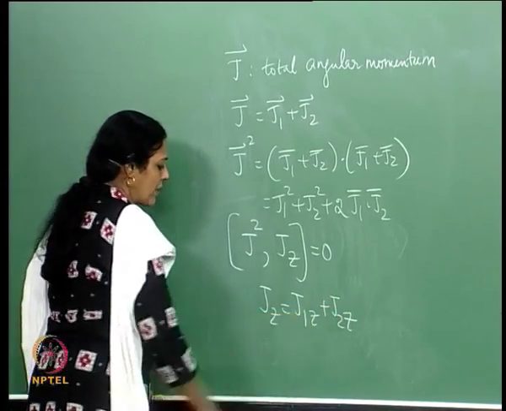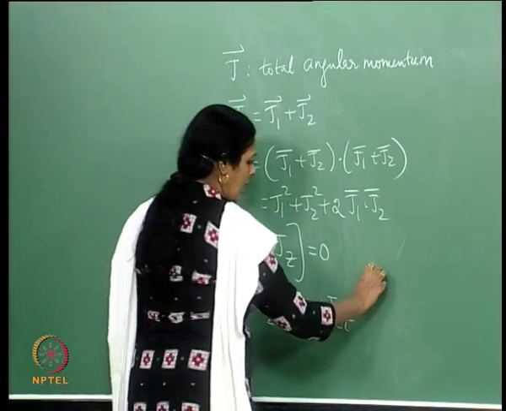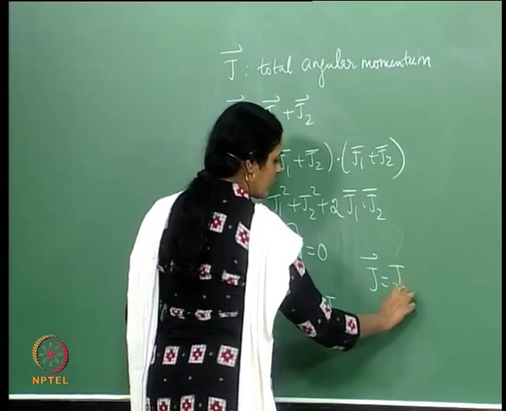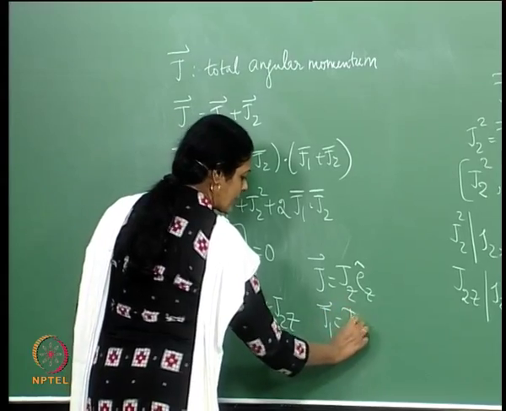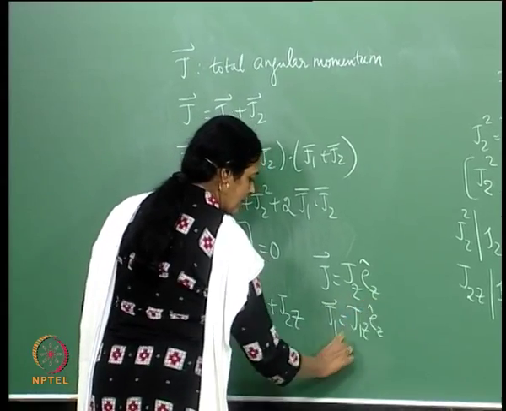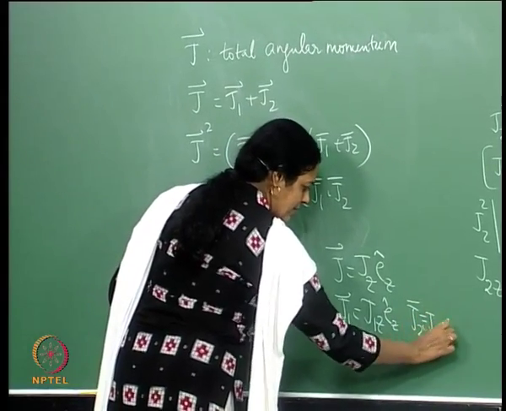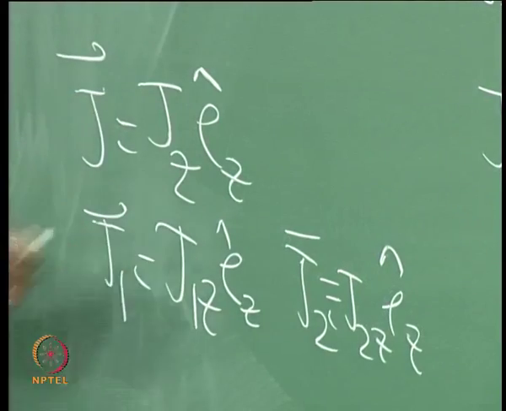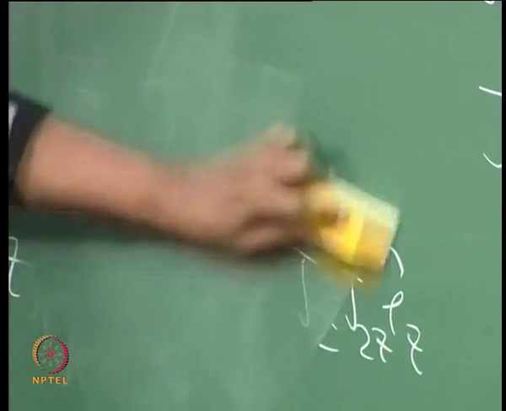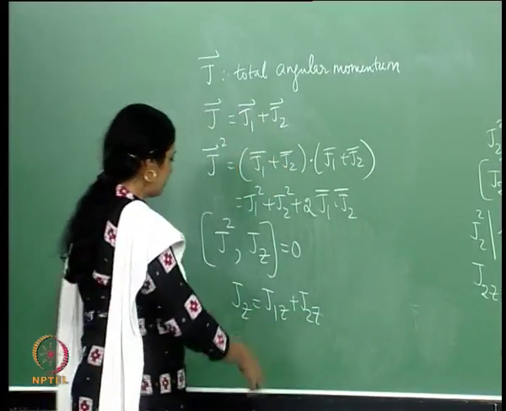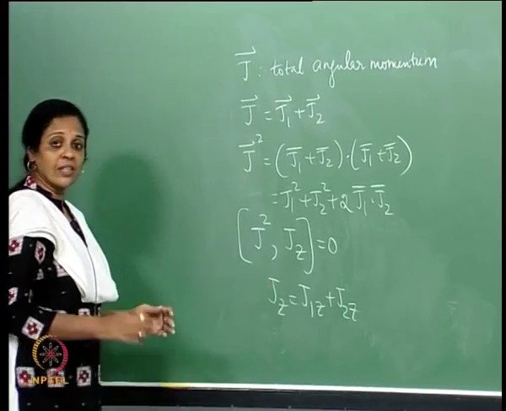Jz is j1z plus j2z. You could think of j as a specific example, jz ez, and j1 as j1z ez, similarly j2 as j2z ez, and it is clear that jz is j1z plus j2z. That is in a very specific case, but in general, like components of a vector, jz simply adds up, not vectorially, but like scalars would add up.